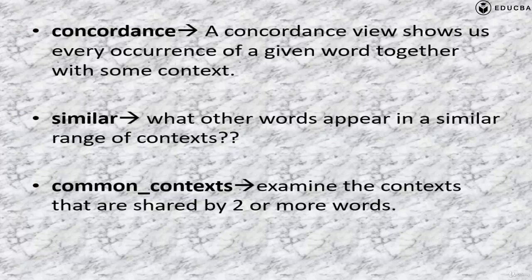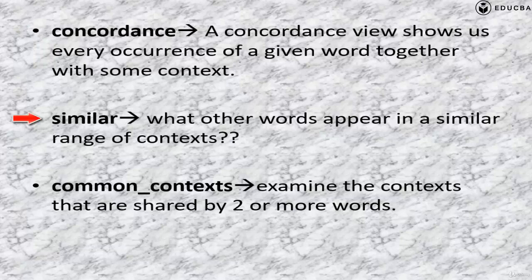Now what is the use of these functions? The concordance function gives a concordance view that shows us every occurrence of a given word together with some context. So if you pass any word as an argument to that function, it will show you each occurrence of that word, and it will show you some context also, that is, how that word is related to the rest of the sentence.